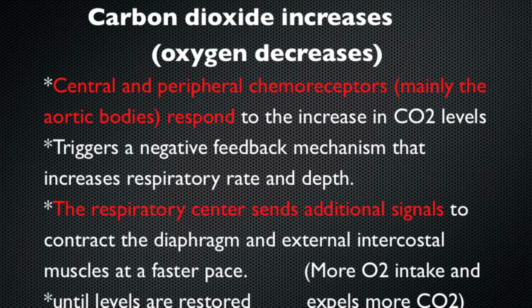Carbon dioxide concentration increases and oxygen levels decrease. Central and peripheral chemoreceptors, mainly the aortic bodies, respond to the increase in carbon dioxide levels. This then triggers a negative feedback mechanism that increases respiratory rate and depth. The control center, known as the respiratory center, then sends additional signals to contract the diaphragm and the external intercostal muscles at a faster pace. This means more oxygen intake and expels more carbon dioxide until levels are then restored to a homeostatic state.